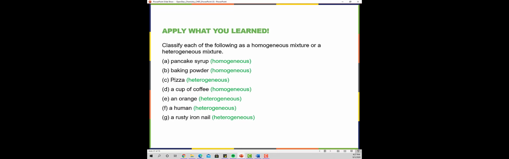Pizza. So thinking about pepperoni pizza, or really any type of pizza, what's on the bottom is crust. What's on the top is cheese. So they're not mixed up evenly. I only find crust on the bottom. I only find cheese on the top. If they have different composition throughout, then that must be heterogeneous. So the prefix hetero means different. The prefix homo means same. So pizza has a different composition, so it's heterogeneous.